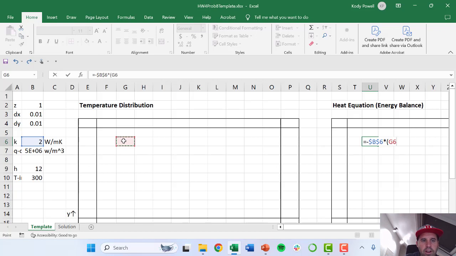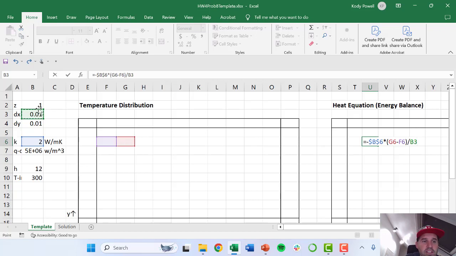So this would be our i,j node, and here would be our i minus 1,j node. So here's our delta T. I want to divide by delta X. I want the temperatures to be relative references, because ultimately we're going to copy this cell all over the place, and we want each energy balance to refer to the corresponding temperature cell.